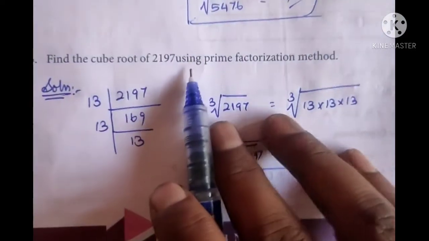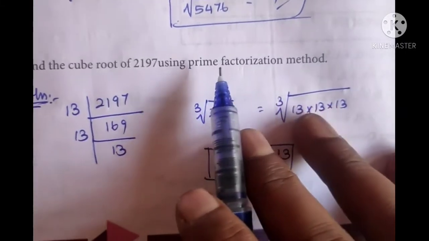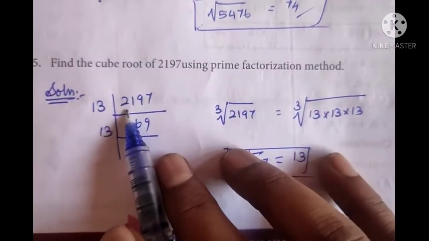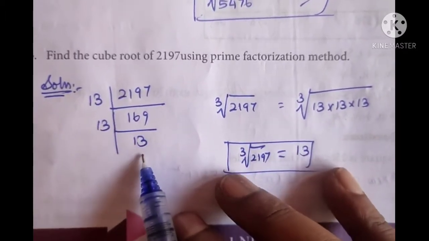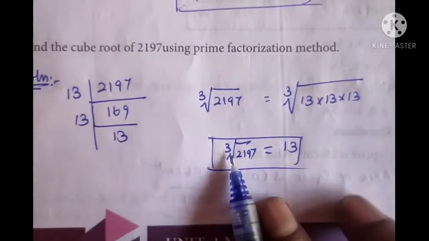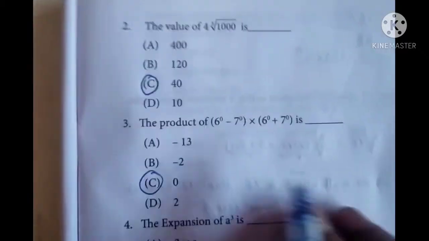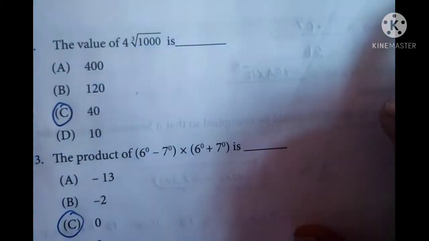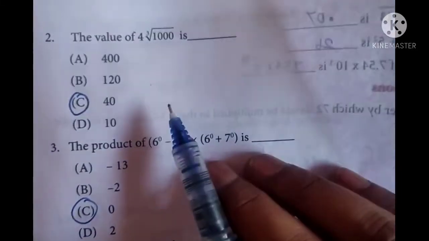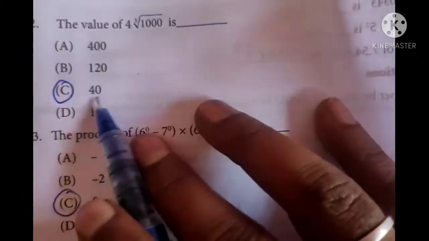Find the cube root of 2197 using the prime factorization method. 2197 divided by 13 is 169, divided by 13 is 13. Cube root of 2197 equals 13. The value of 4 into cube root of 1000 is 40.